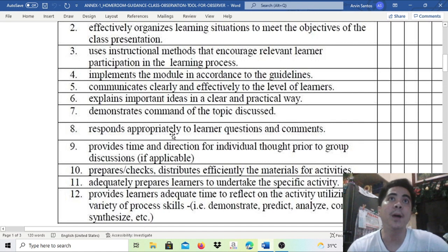Number 8, respond appropriately to learners' question and comments. Okay, so you respond appropriately. You answer well the questions of your learners, their comments, their ideas. Diba? You had good feedbacks. Diba? So, isa po yun.